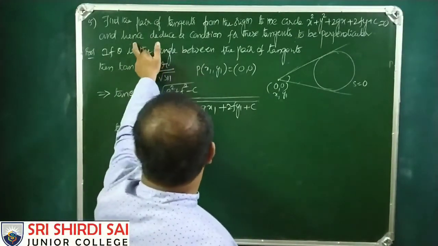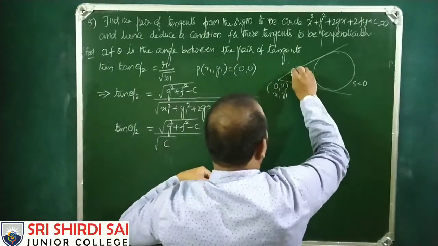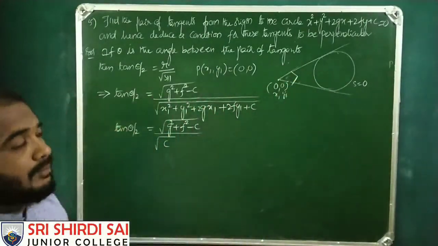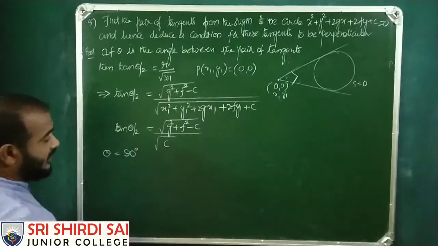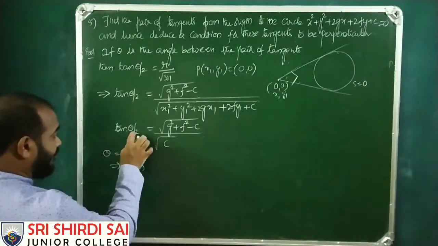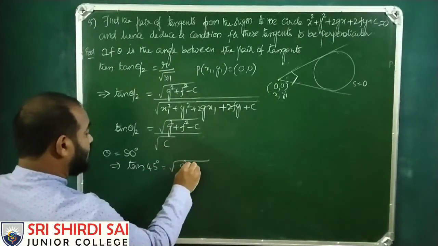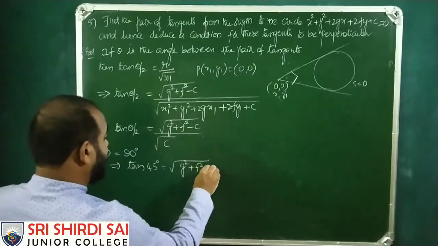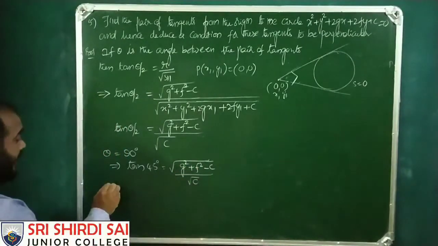what is the condition? Hence deduce a condition for these tangents to be perpendicular. Perpendicular means theta is equal to 90 degrees is the condition given. Implies 90 degrees by 2, this is 45 degrees, is equal to square root of g square plus f square minus c by square root of c. So tan 45 is 1.